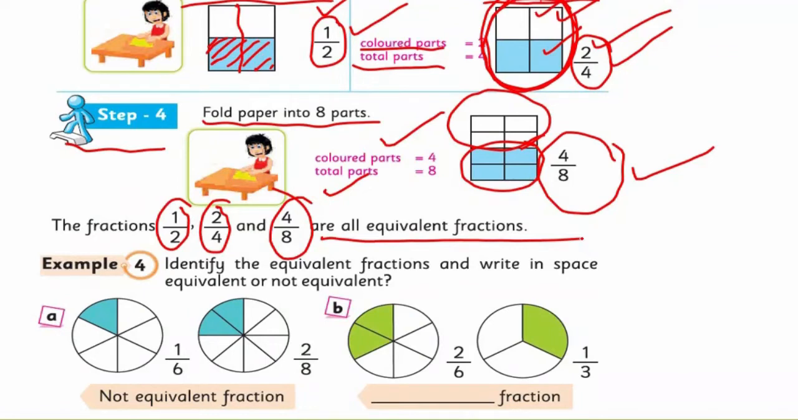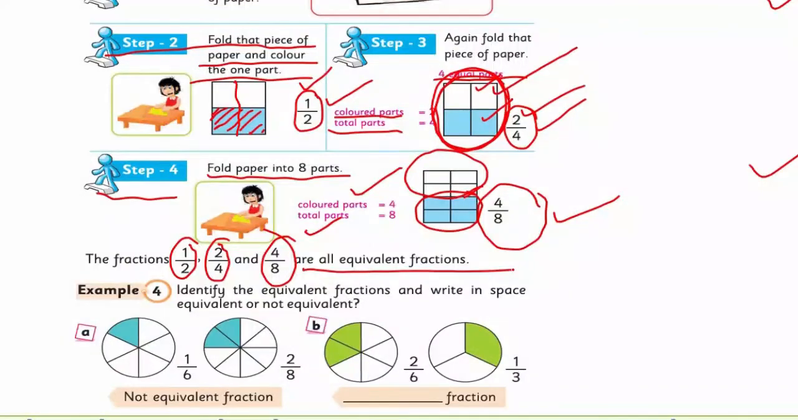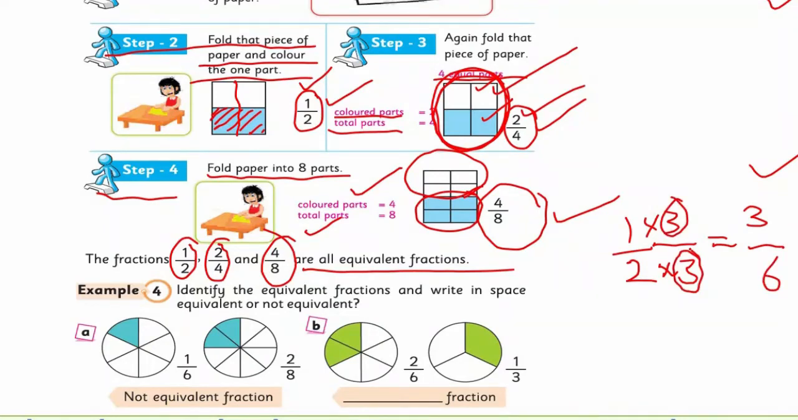Remember these things. So the conclusion is this: when we multiply numerator and denominator with a common number like 2 or 3, we get an equivalent fraction. So 3 ones are 3, 3 twos are 6. You have to multiply with the common number of numerator and denominator, or divide it with common number. So you will get a common fraction, equivalent fraction.